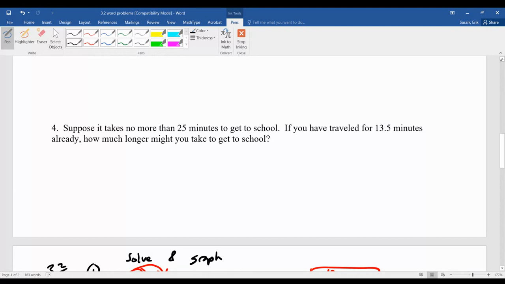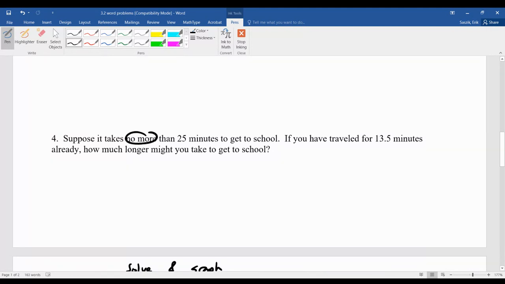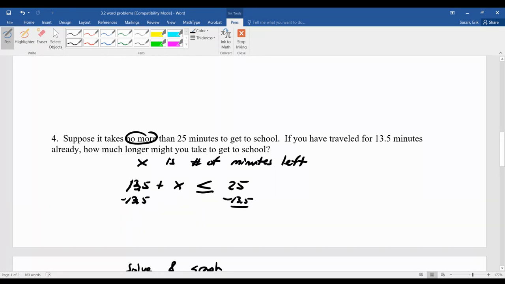Number 3 is a little bit harder. Suppose it takes no more than 25 minutes to get to school. If you've already traveled 13 and a half, x is what? Number of minutes left. Where are you at right now? You're at 13.5. You're going to travel x additional minutes, and it says no more than 25. So the threshold goes on the right. This is going to be less than or equal to, because it's no more than. So we subtract 13.5. x is less than or equal to, that comes out to what? 11.5.